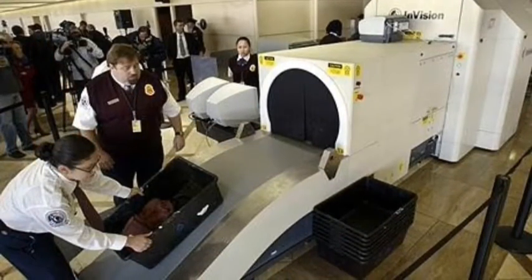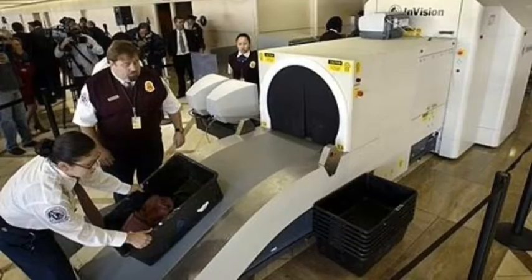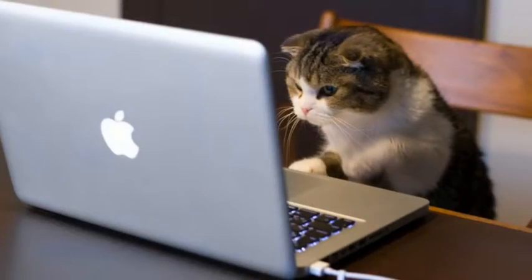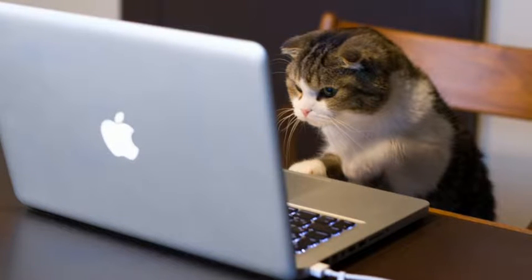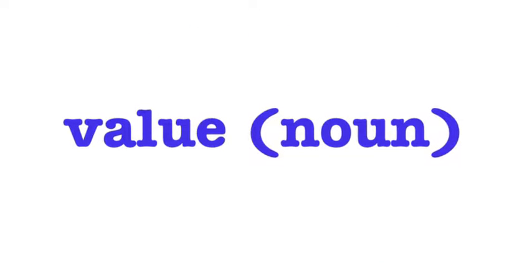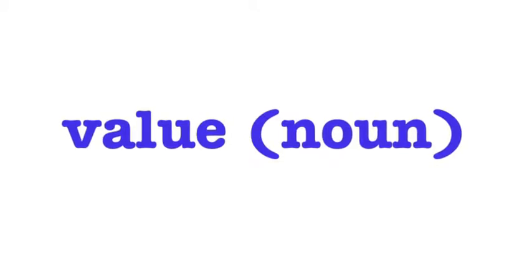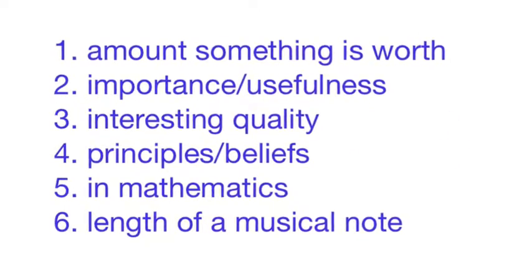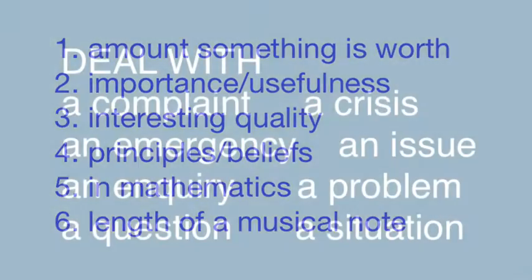So high-frequency content words tend to fall into these 4 categories. Number 1, very common words such as cat, dog, or as in the previous example, software. 2, general words which can be applied to several different things, for example, top or bottom. 3, words which have several different meanings in different contexts, such as value, which has 6 different meanings listed in the dictionary. And 4, a word which combines with many other words, such as deal.